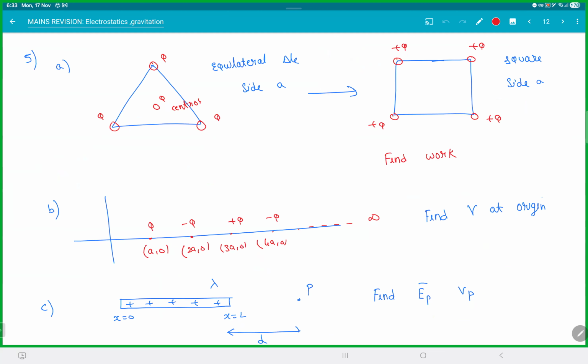Let's get this thing. We have 3 charges on an equilateral triangle, 4 charges actually. 3 on the sides and 1 in the centroid. Someone converted this into a square. Find the work done. Second question, we have infinite charges plus q, minus q, plus q, minus q at a distance of a, 2a, 3a, 4a, and so on. Find the potential at the origin. We have a rod here at a distance d. Find the electric field and potential at point P. Get them.